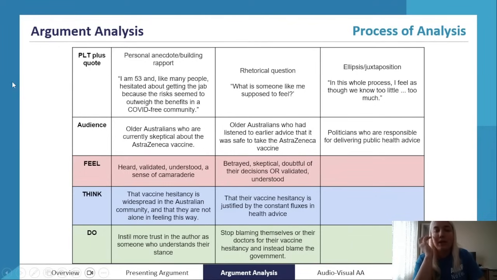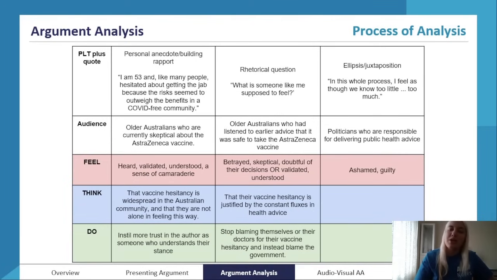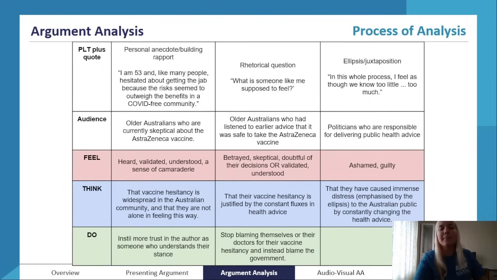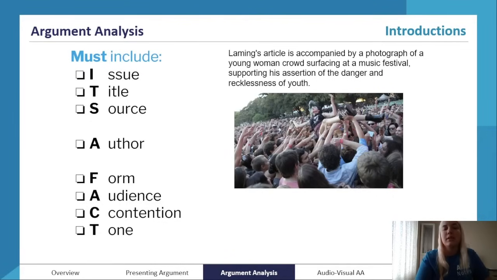The audience here is different. It's actually the politicians who are responsible for delivering public health advice. She's trying to make them feel ashamed and guilty because they spread all of this misinformation about the vaccine being safe and then they change that information. It's trying to make them think that they've caused immense distress, which is emphasized by the ellipses. That would be a pause if this was being delivered verbally. To the Australian public by constantly changing the health advice. And it's trying to make them, in terms of do, reflect on the impact that their fickle public communication has actually had on Australians and the harm it has caused. Amazing. So hopefully that gives a great example for everyone.